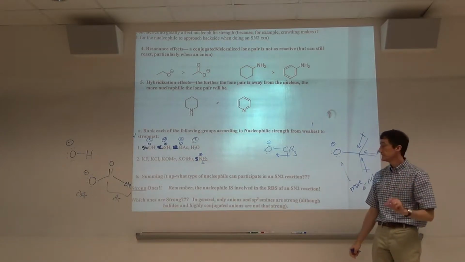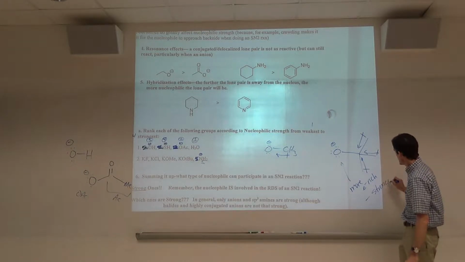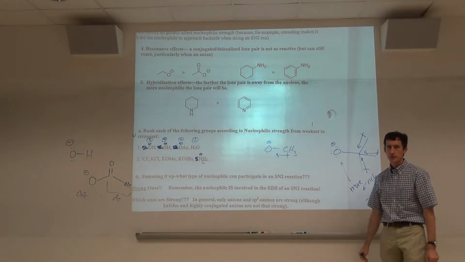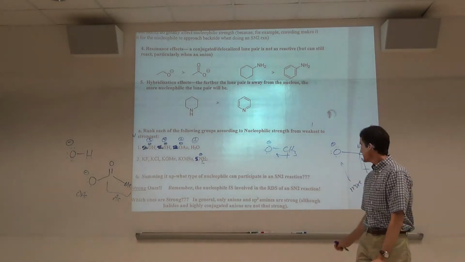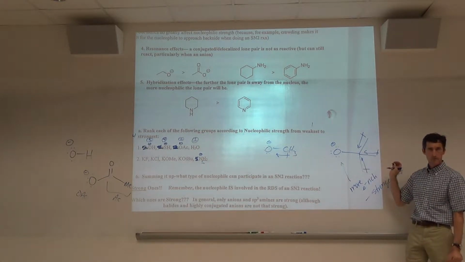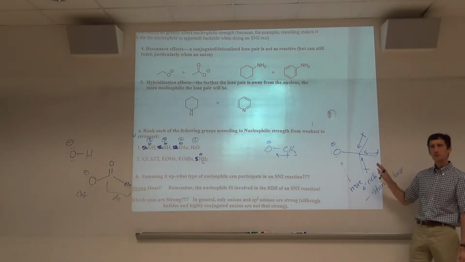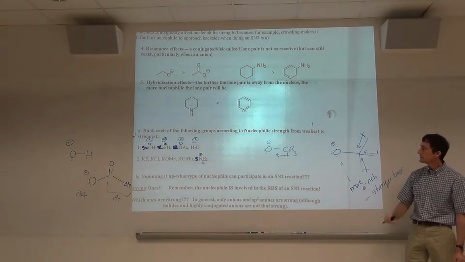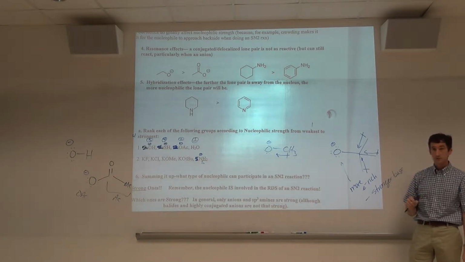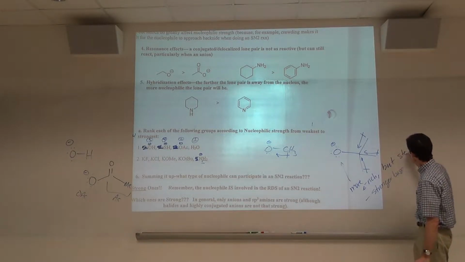See, here we have conflict. This is a stronger base. That is not a strong nucleophile. It's a stronger base. But not only is this more electron rich, what else can you describe about this? And it's a word that starts with S-T-E-R. Sterics. Sterics is very important with nucleophiles. But sterically hindered.